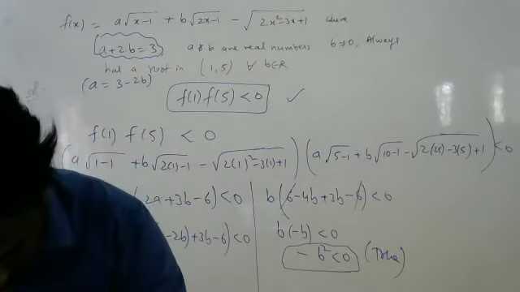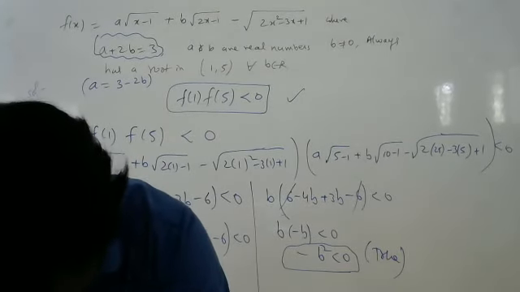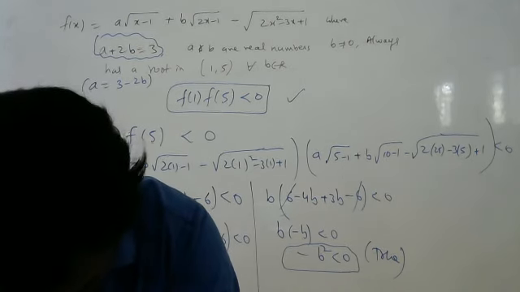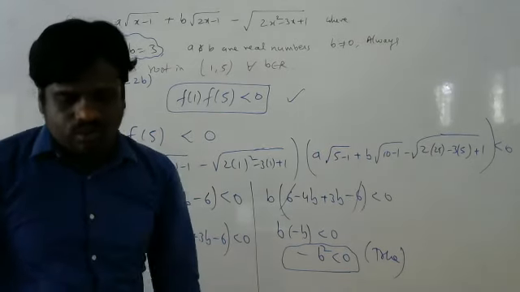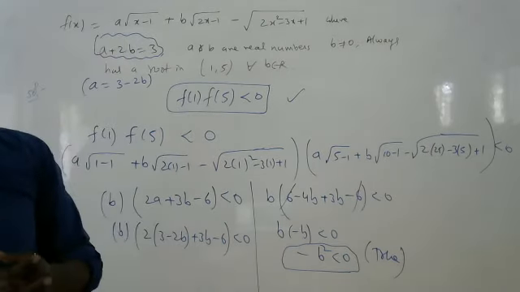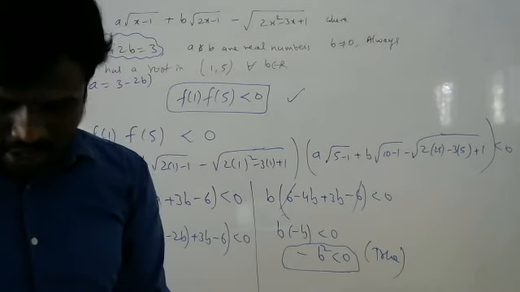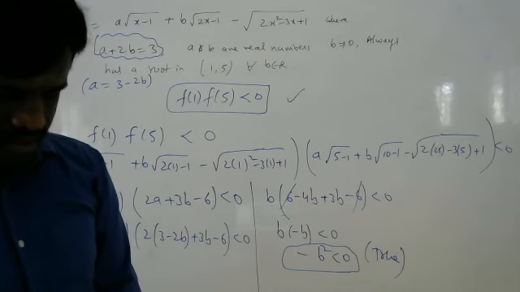Okay, everybody understood? Write down: all polynomials of odd degree have at least one real root. Write down the note. Note: all polynomials of odd degree have at least one real root.